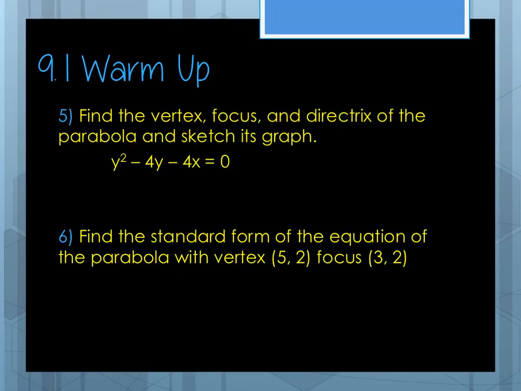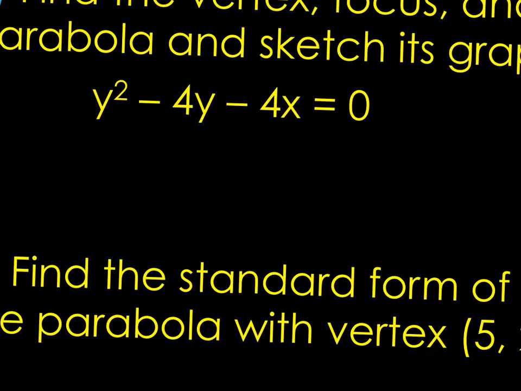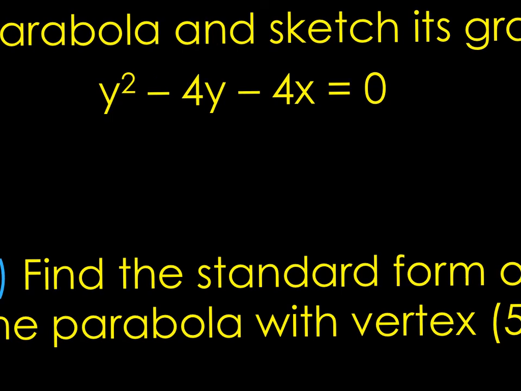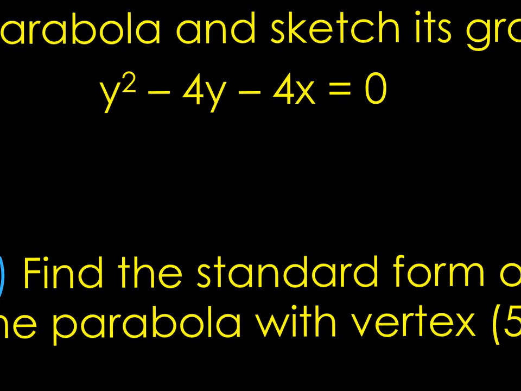Number 5, find the vertex, focus, and directrix of the parabola and sketch its graph. So again, completing the square. As soon as you see that you have a repeated variable, one raised to the power of 2 and one not, you know you're going to complete the square.